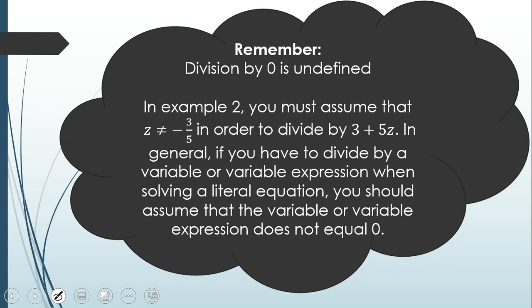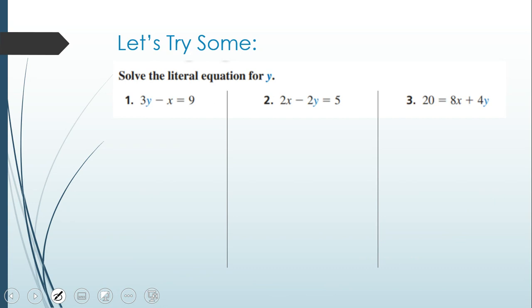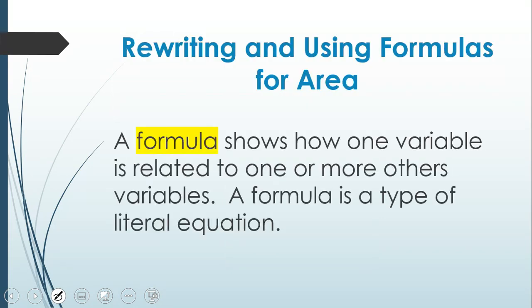Remember, you cannot divide by 0. Division by 0 is undefined. So, in example 2, you must assume that z is not equal to negative 5/3 in order to divide by the 3 plus 5z. Let's try some just solving for y, so you can try these on your own and go ahead and write those examples down, and they'll be in the completed notes that you can check on your own.